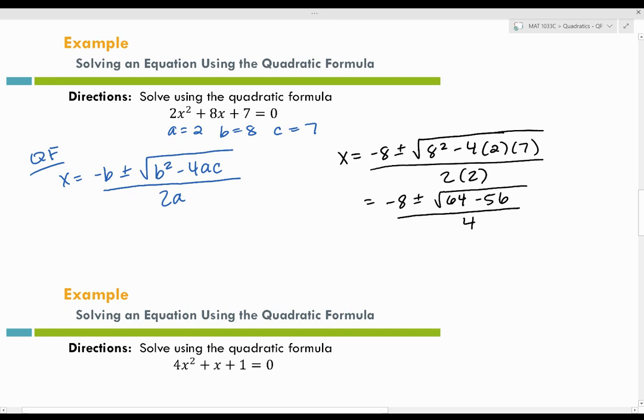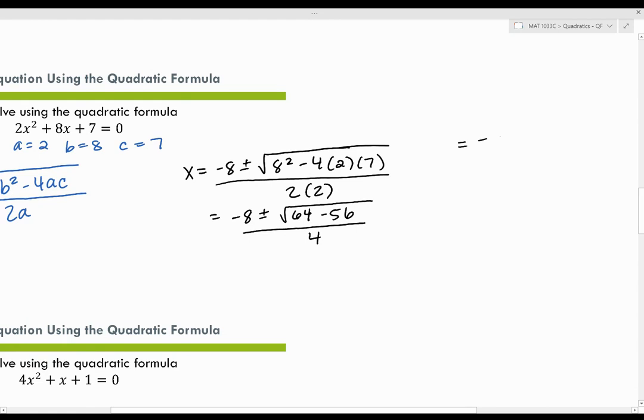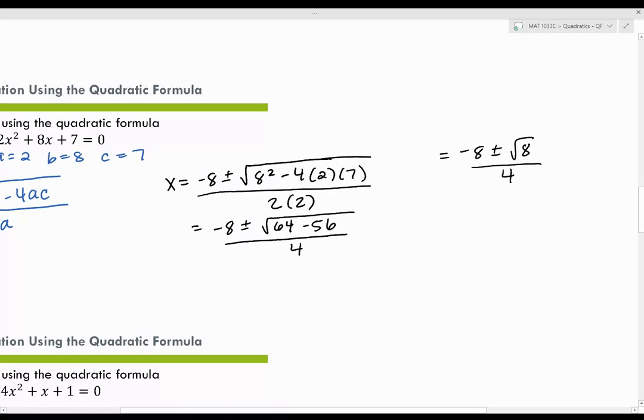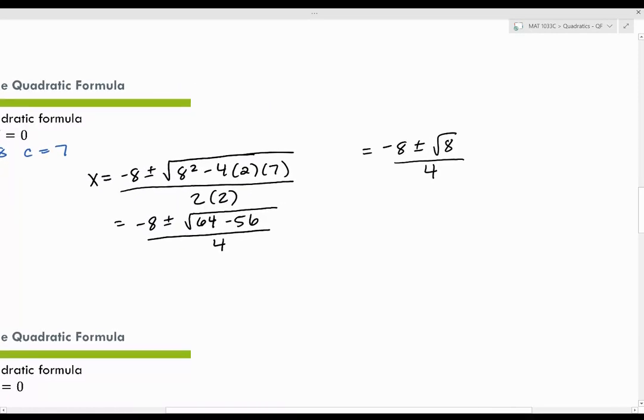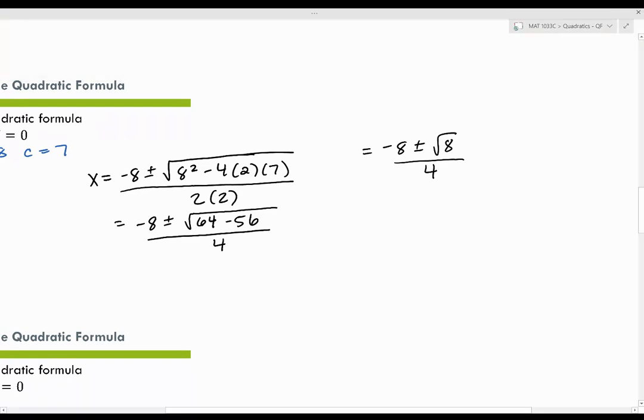Okay. We're going to clean that up. So we're going to have negative 8 plus or minus the square root of, that's going to be 64 minus 56 is 8, all over 4. Now, the square root of 8 isn't perfect, but it does simplify further. So we're going to break that radical down. I'm going to do it over here on the side.